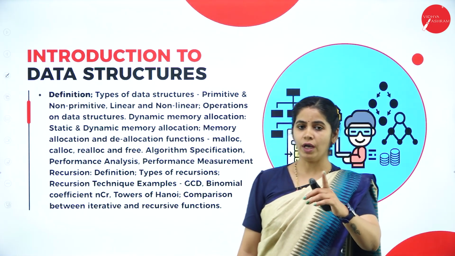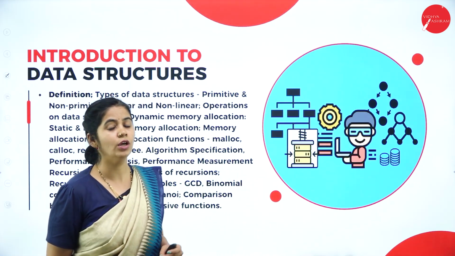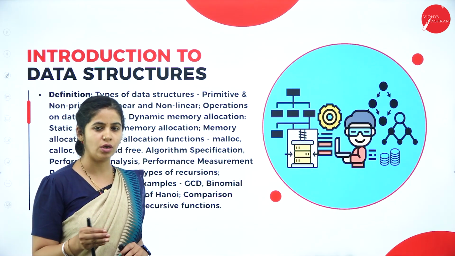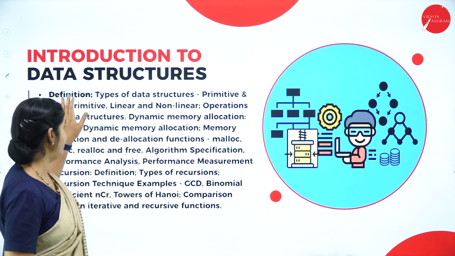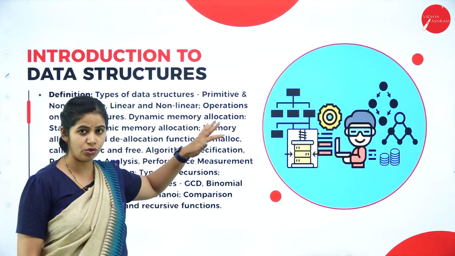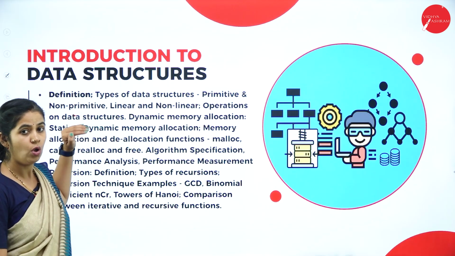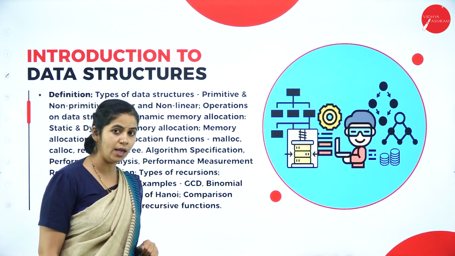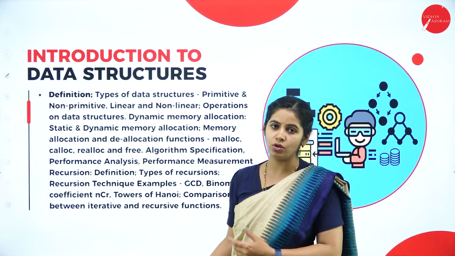Next, the first unit is an introduction to data structures. What are we going to discuss in unit 1? Basically, we will give the introduction. What is a data structure? How many types of data structures are there? So let's see. Definition: what is a data structure? Types of data structures: there are two major categories, one is primitive and one is non-primitive. In non-primitive, we again have subcategories called linear and non-linear data structures. We are going to discuss in detail as we move with the sessions on data structures.